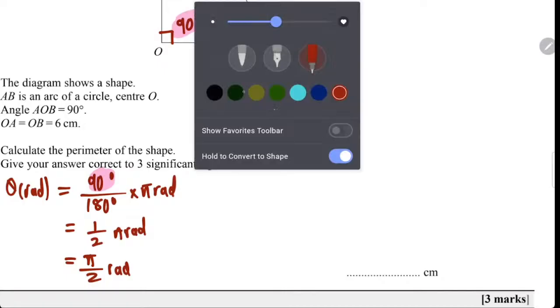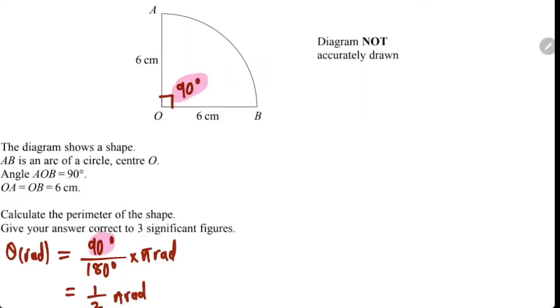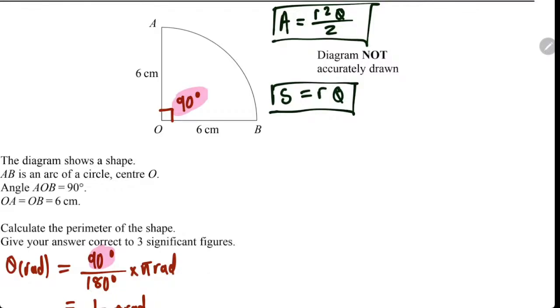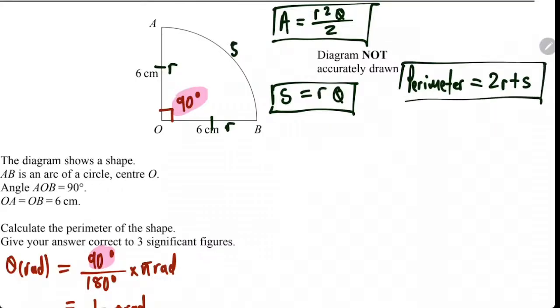Now we write the formulas. Area is r squared theta over 2. Now that we have our theta in rad, S is r theta. You should have the three formulas. You should know them. They are important. Perimeter is equal to 2r because this one is an r and this one is an r. You don't need them to tell you. And then this third side is your S. So it's 2r plus S. That's the distance right around your sector.